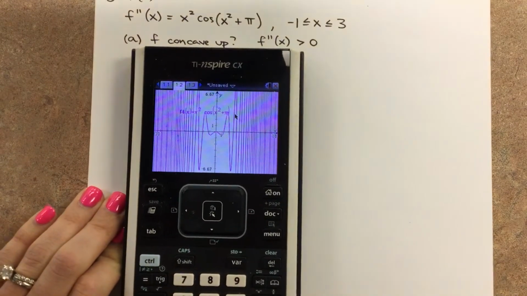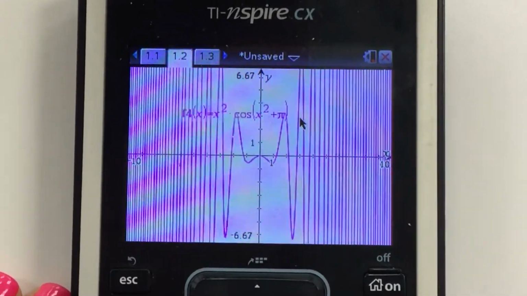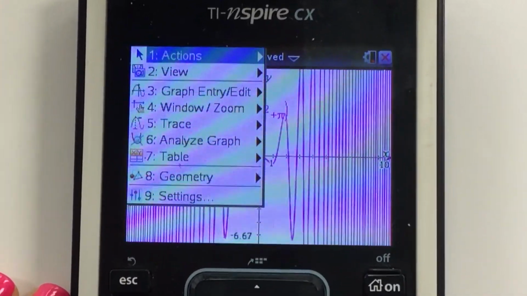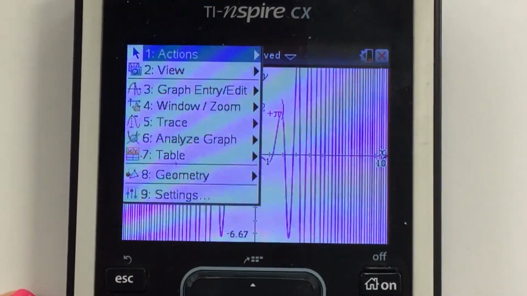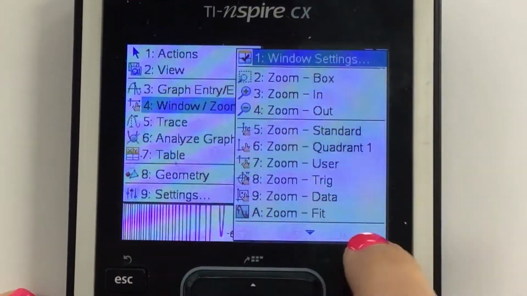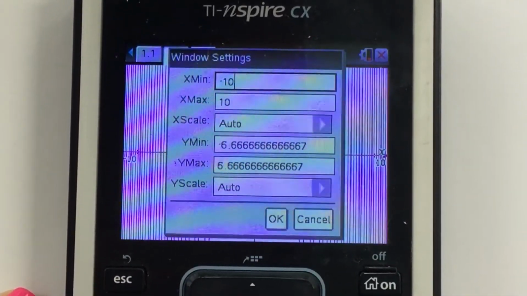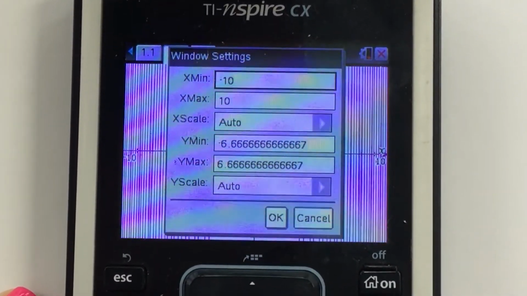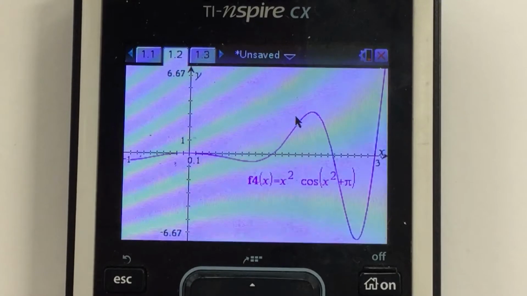So this is what our graph looks like. I'm going to zoom in for you, and you want to make sure that we're matching the interval that they gave us. So you are going to change the window. So I press the menu key. We're going to change the window. If you're on an 84, you have a window menu up along the top right under the screen here. And then you can select window settings, and we are going to change the x values to the x values that they gave us. So -1 to 3. So now we're just looking on that interval right there.